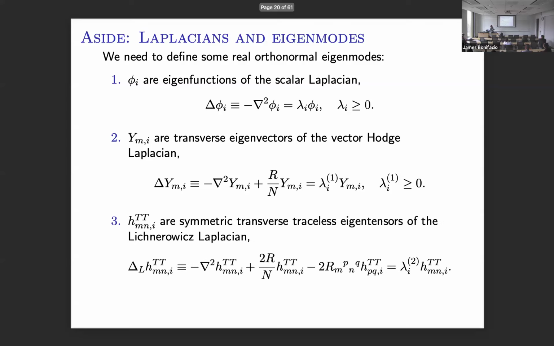And then lastly, I need the eigentensors of the so-called Lichnerowicz Laplacian, which is the natural Laplacian operator on rank 2 tensors on an Einstein manifold. And these are also going to be symmetric, transverse, and traceless. So I index them with an index I, and they satisfy this eigenvalue equation. The details of this Lichnerowicz Laplacian won't be important. And I denote the eigenvalues by lambda I superscript 2.